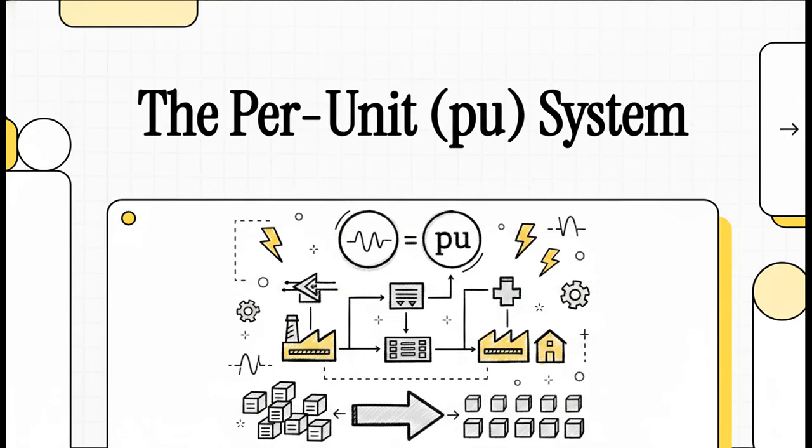Okay, today we're tackling something every single planning engineer hits on day one. We're diving into the per-unit system, or PU for short, and looking at how we use it to completely normalize the whole grid. Let's get right into it.